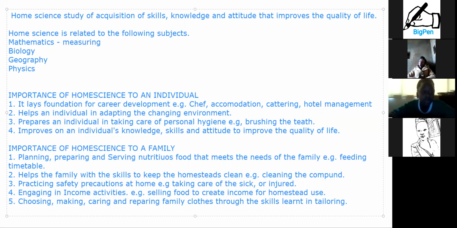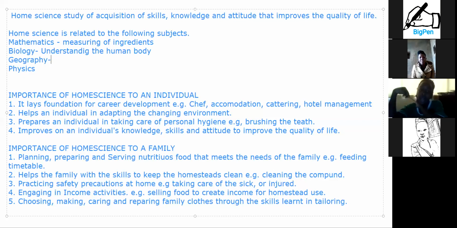Now, can you tell me the importance of home science in general? You can either say the importance of home science to the nation, to the family, to an individual. It helps in laying the foundation for career development, such as catering, chef, doctor, hotel management, accommodation, and even interior decoration or design. Very good. Another importance?